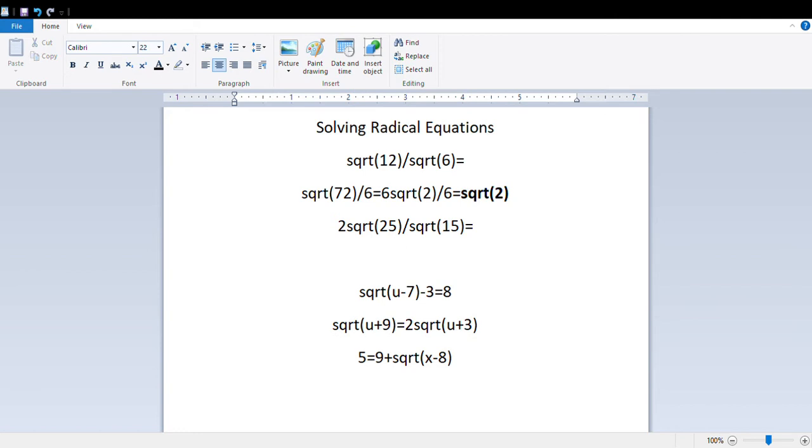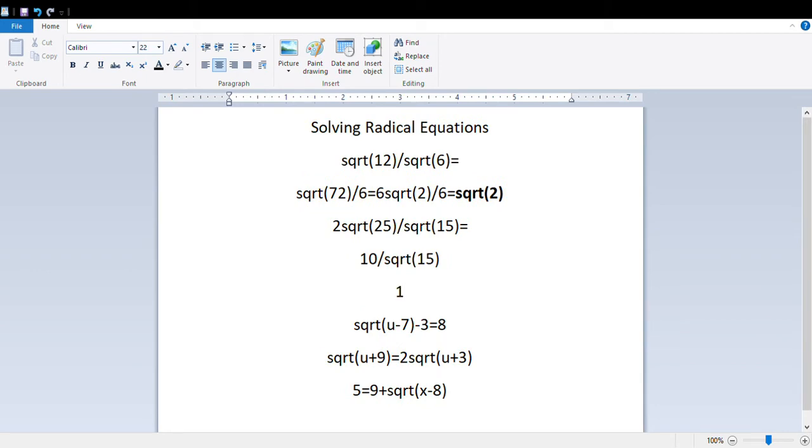Next question. Square root 2 times square root of 25. Immediately, what is the square root of 25, guys? 5. So 2 times 5 is 10 over the square root of 15. Multiply the square root of 15 on both sides. So this is equal to 10 square root of 15 over square root of 15 times square root of 15, which is 15. So from here you divide by 5 on both sides. So you'll have 2 square root of 15 over 3. So this should be your final answer, guys.